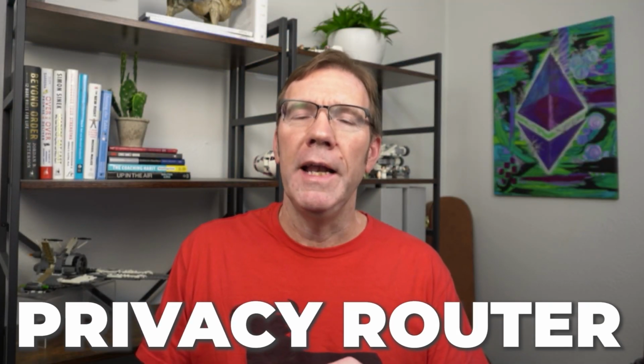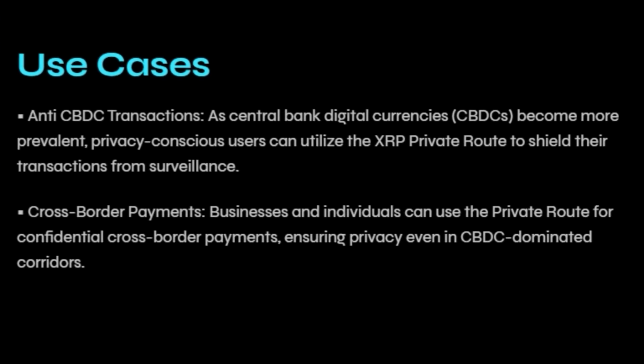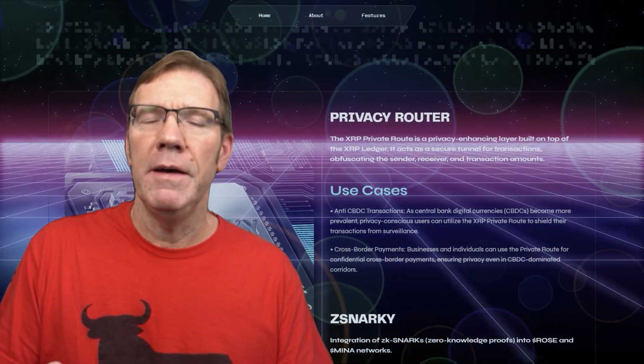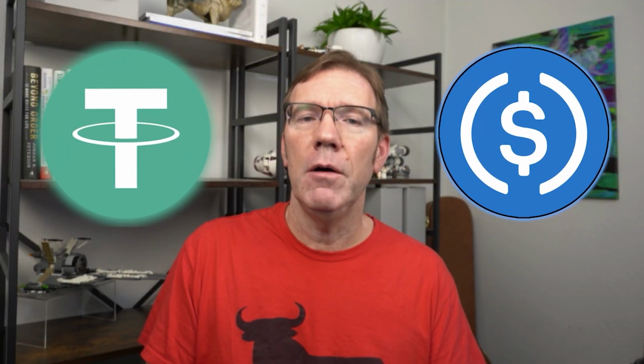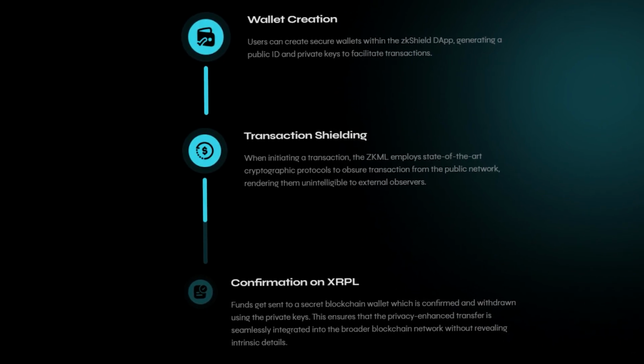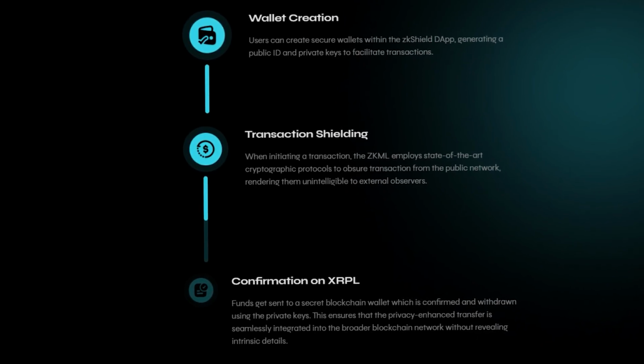The first one is the privacy router. This is going to work within XRPL, and it's also supposed to mask those CBDC, or central bank digital currency, transactions, so you have more privacy when you're interacting with them. So you'll take your token, whether it be USDT, USDC, or any digital currency that comes out, and put it into the privacy router. It is going to convert your token to XRP. The receiver is then going to be able to enter a private ID number and then retrieve the tokens.